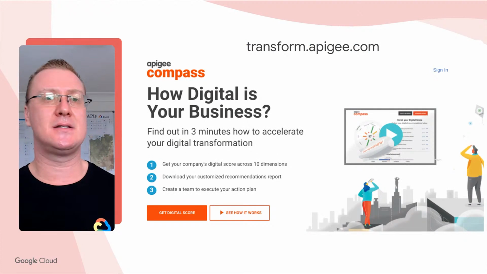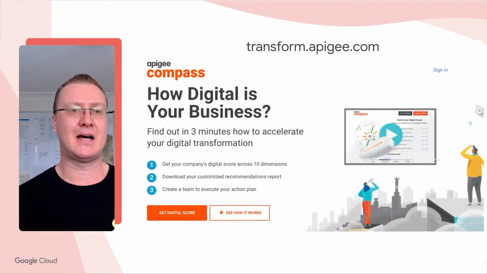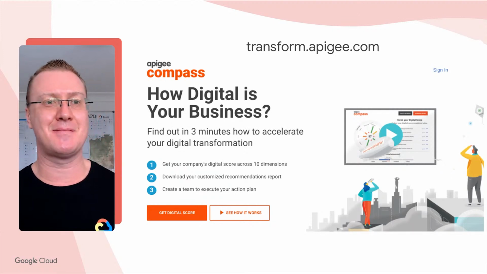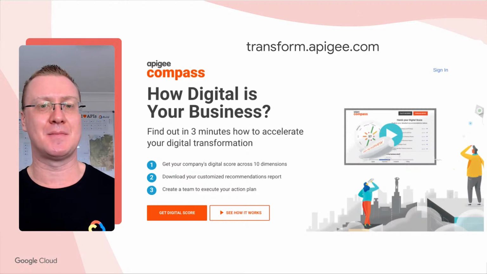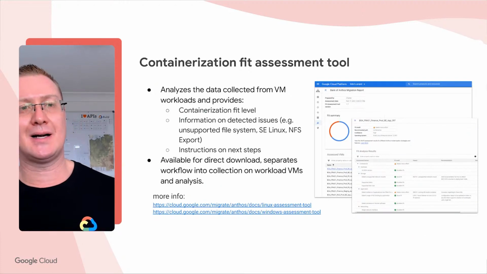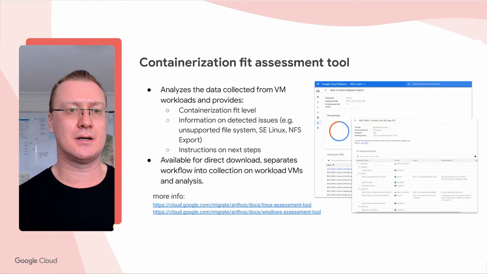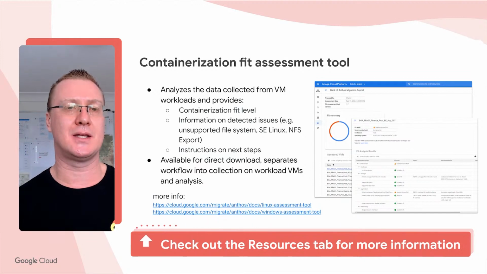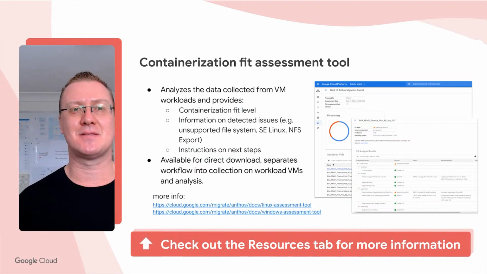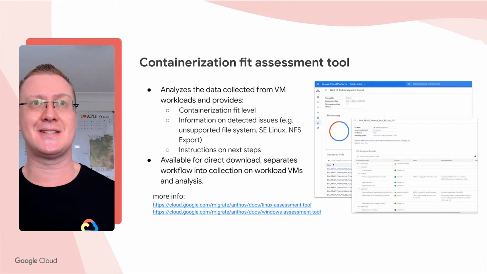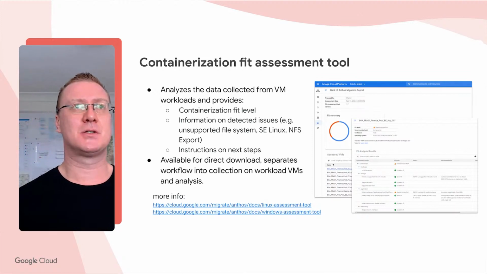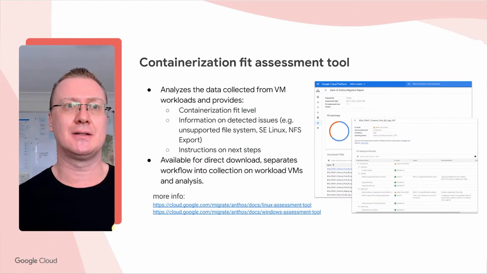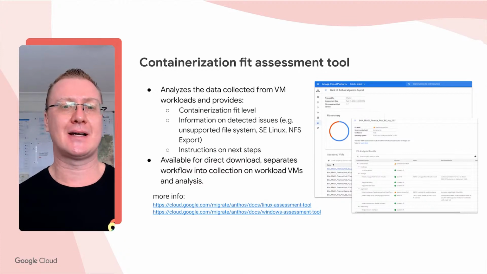Now, if you focus on APIs, you could go to transform.apigee.com and evaluate the digital nature of your business. How digital is your business? You could find out in 3 minutes using the Apigee Compass assessment. And lastly, if you are considering containerizing your existing workloads, you'd like to look at the virtual machines running Windows, Linux, and the applications within them, we've got a containerization fit assessment tool. It'll give you a fit score between 0 to 10 and help you understand the differences between manual effort required versus automation for containerizing the workloads that you've got and saving developer effort in refactoring.